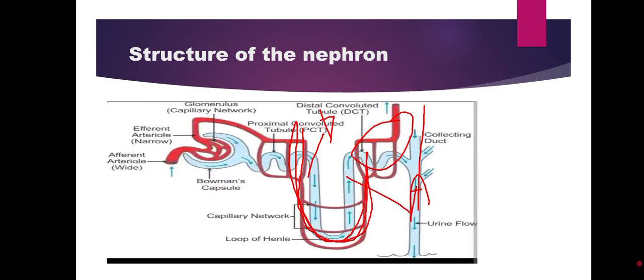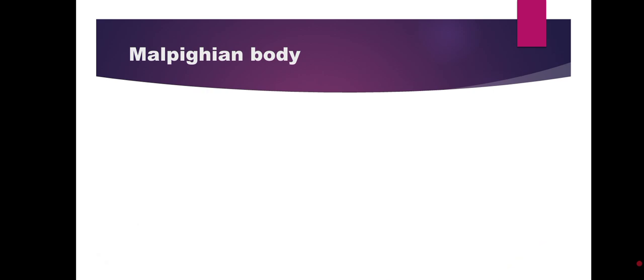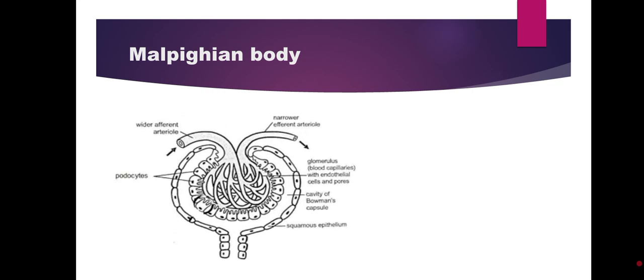and I hope you understood it. Now let's move on. So now we're going to get into detail with the Malpighian body, right? Now the Malpighian body is this structure. You can see the afferent arteriole and the efferent arteriole, right? And the Malpighian body has podocytes, and it is also surrounded by squamous epithelium.